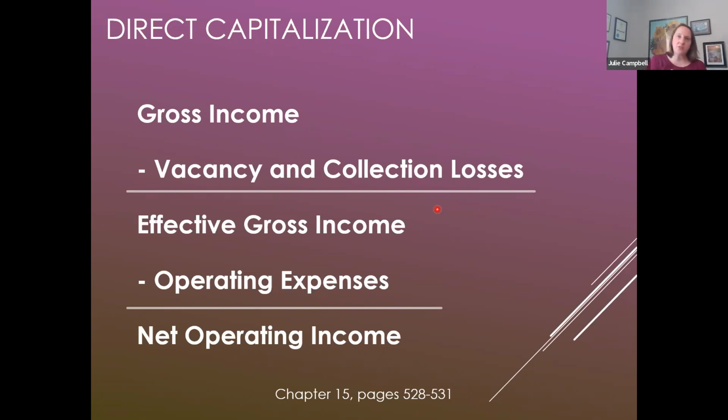From the effective gross income, I deduct my annual operating expenses. Annual operating expenses can be maintenance and janitorial fees. It could be property management fees, landscaping. What are the fees that I have to operate my business, operate this property?